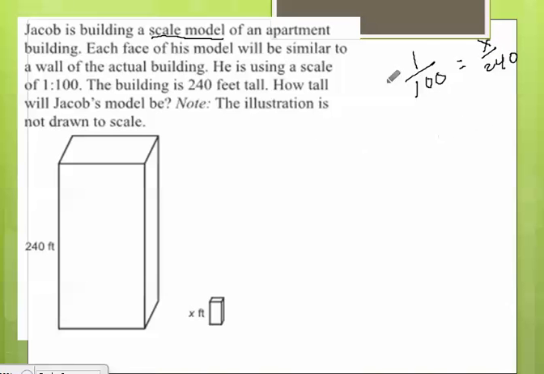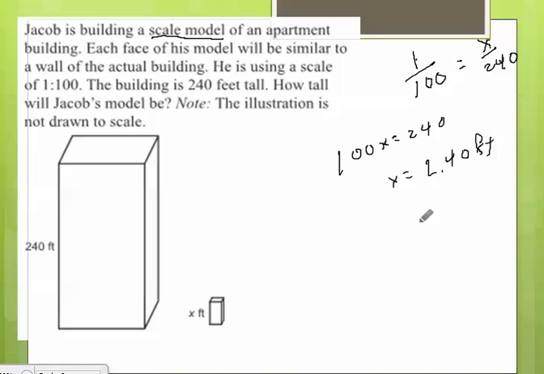How did I get that? This is the smaller one. This is the bigger one. X over 240. 240 is the size of the tall building. X is going to be smaller. Means and extremes. 100 X equals 240. Divide by 100. X is going to be equal to 2.40 feet.